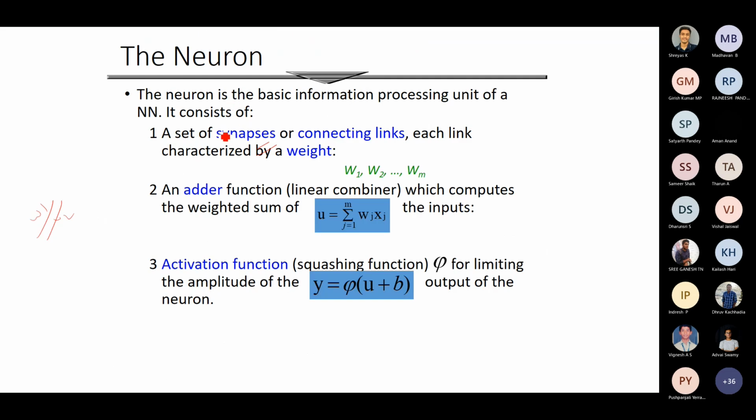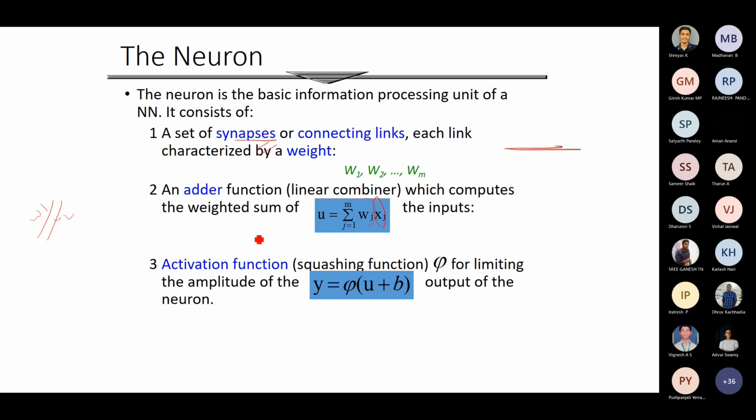What happens is defining the architecture with respect to the human brain jargons. So you have a set of synapses or connecting links where each link is characterized by a weight. So the edges are characterized by the weights W1 to Wm, and there is an adder function which is simply a summing, a sum of products. The sum of products will be Wj into Xj. Xj is the input and Wj is the weight corresponding to that particular input.